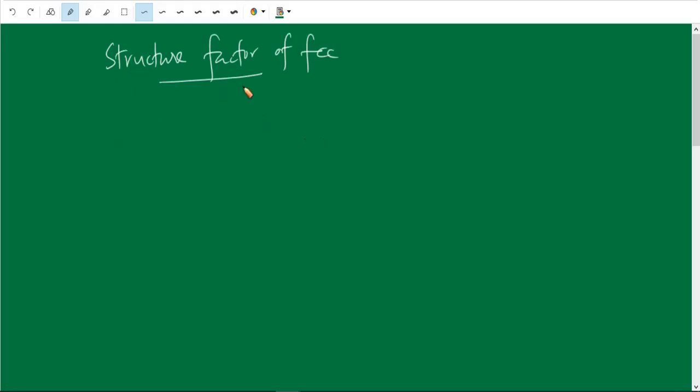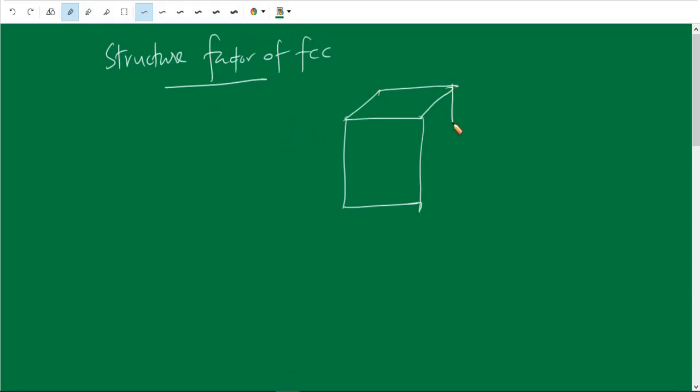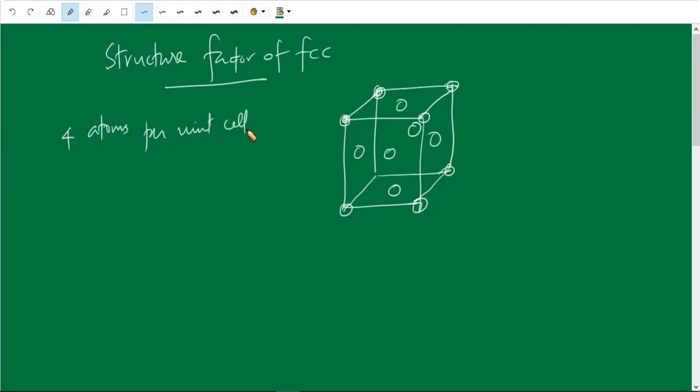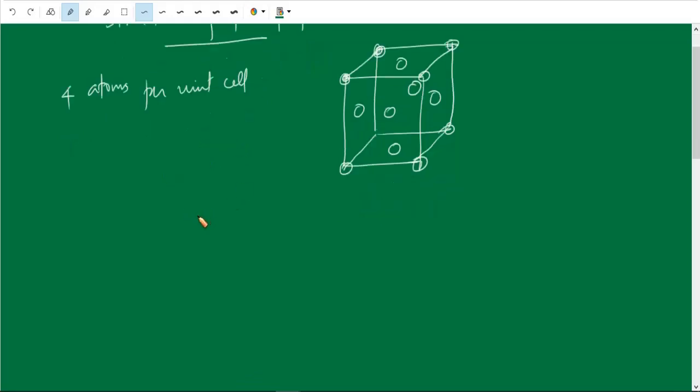So we know that in the case of FCC, there are 4 atoms in a unit cell. In addition to the corner atoms, there are atoms on the faces, 6 faces. So the corner atom has a contribution of 1 by 8 and the face atoms have a contribution of 1 by 2. So there are 4 atoms per unit cell.